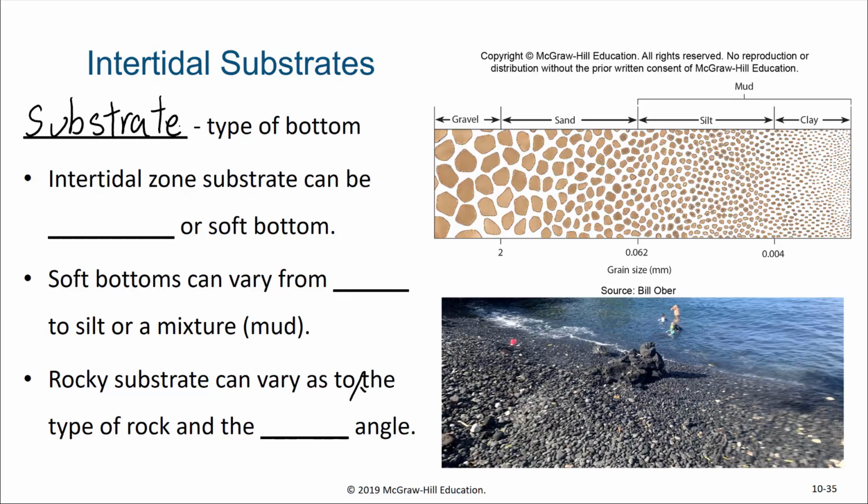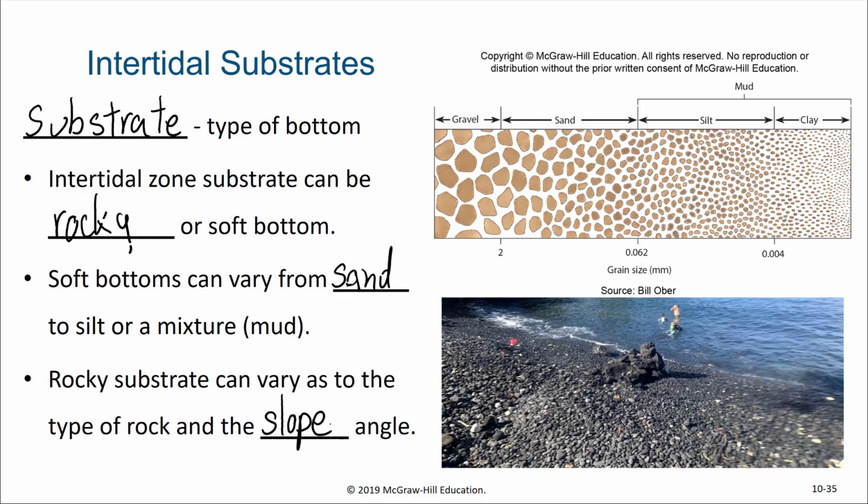The intertidal zone substrate can be rocky or made of a softer material. Soft bottoms can vary from sand to silt or a mixture of mud. And we can see the size gradient from sand being a more coarse substrate down to silt and clay, which make up mud. Rocky substrates can vary as to the type of rock and the slope of the angle.